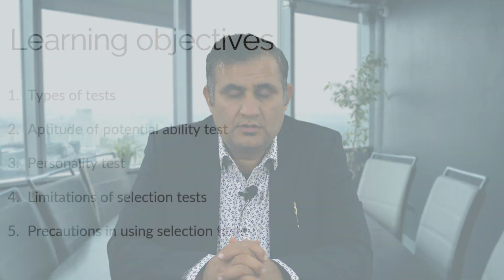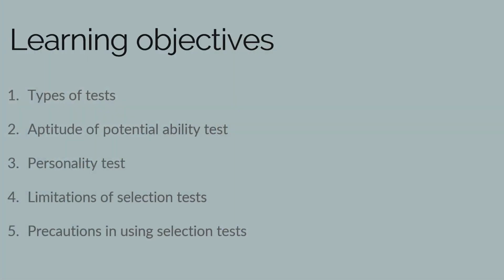Let's look at the selection test, but before that let's move on to the learning objectives. The first thing that we look at in learning objectives are the types of test. What are different types of tests being used for selecting? Second is, what is the aptitude or potential ability test? What is it?